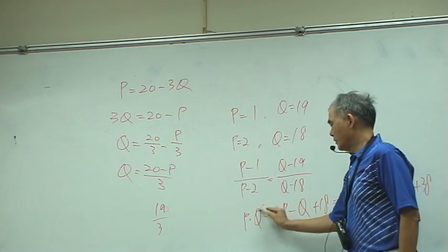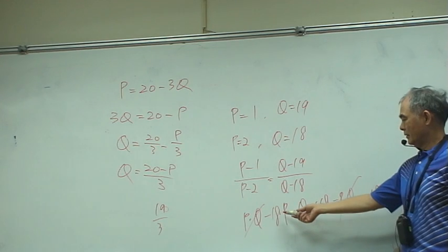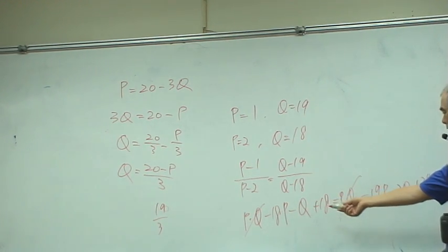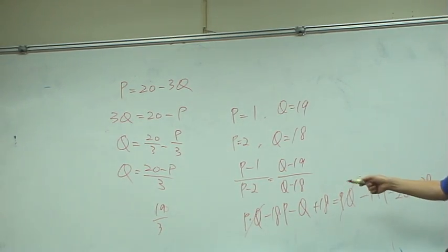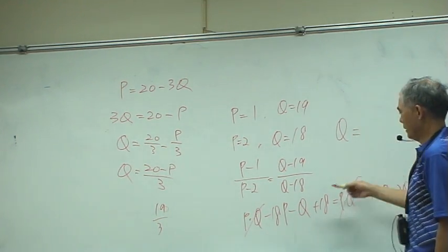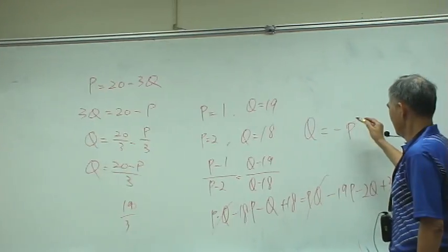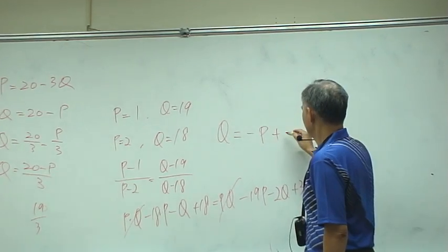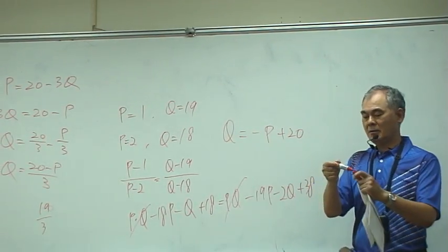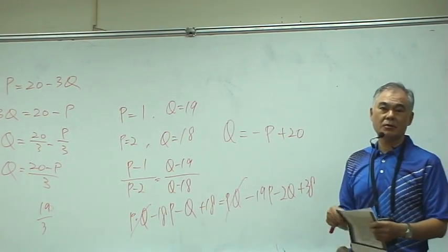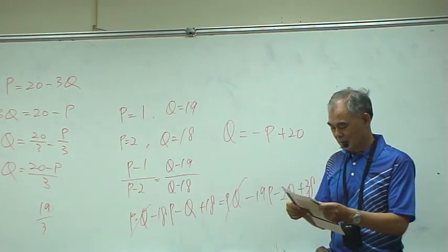So cancel out here. So you have negative 18P there, 2Q there. So we move negative 2Q to the other side, we get Q, and negative 18P to the other side, you have negative P, and then plus 20. Okay? So this will be the market demand curve. It will be in the test. So do a little bit exercise here.